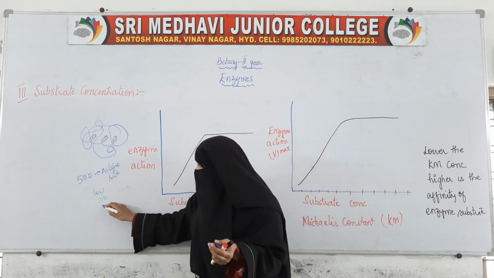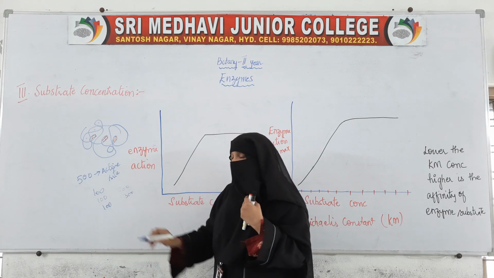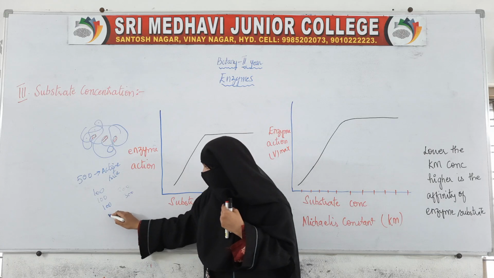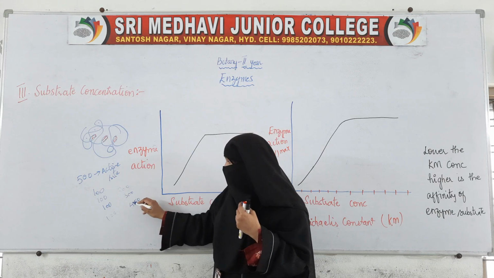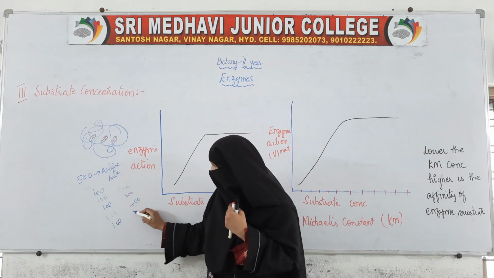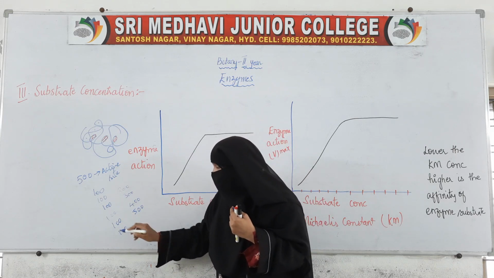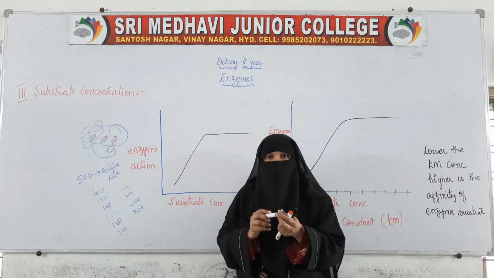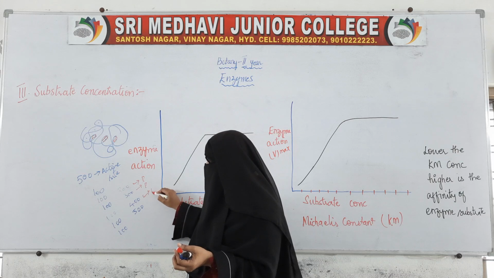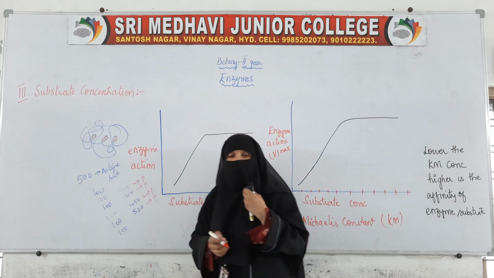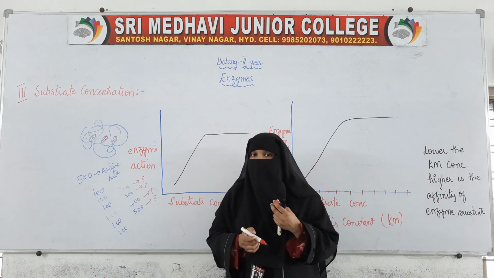Now I will add 100 more, so 300 active sites will be occupied. Now I will add 100 more, so 400 active sites will be occupied. If I add 100 more, 500 active sites will be occupied. Now if I add 100 more, what will happen? All this will change into product. So with the increase in the substrate, the product will also be increasing.